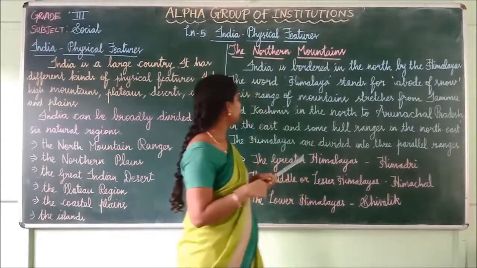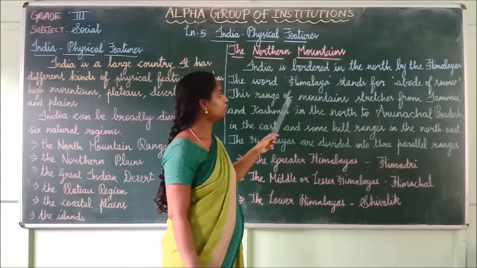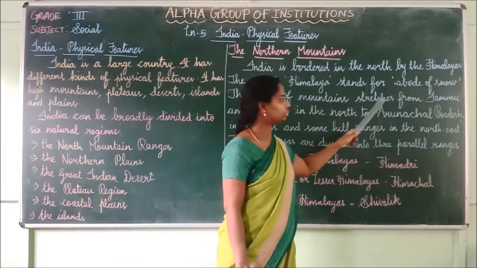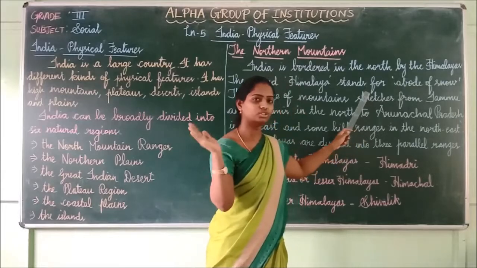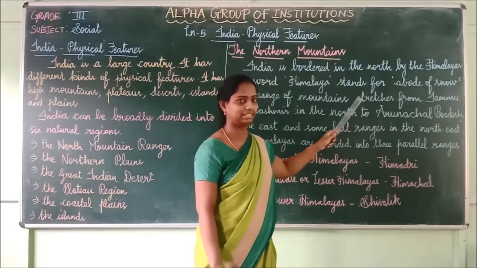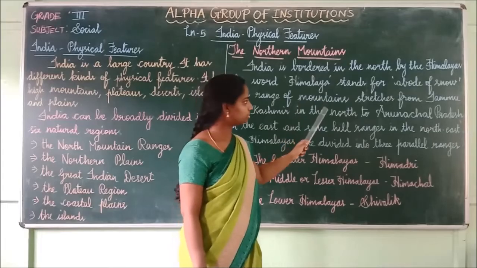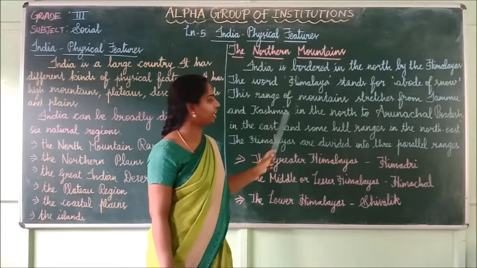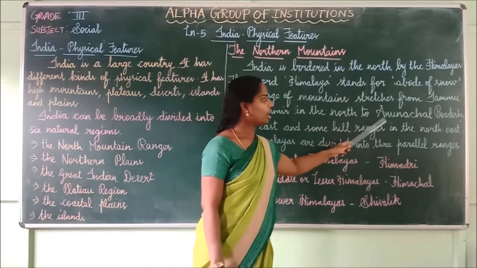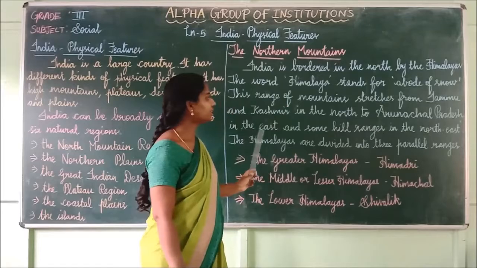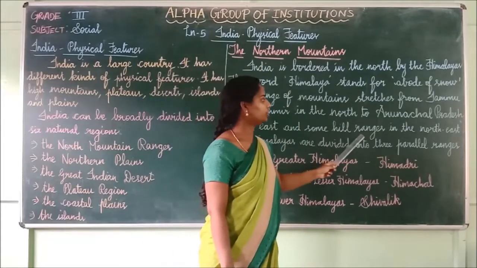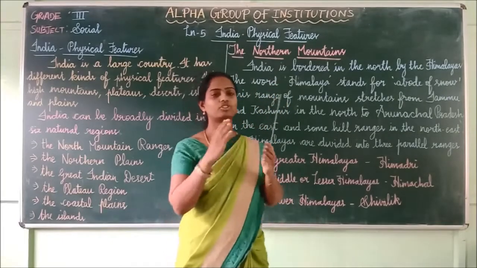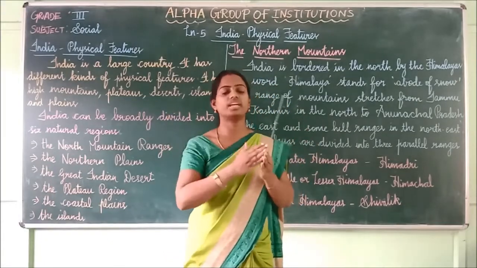Okay, children, and then the next point: this range of mountains. The range of mountains stretches from Jammu and Kashmir in the north to Arunachal Pradesh in the east, and some hill ranges in the northeast. You can see what the range of mountains means, which area they cover.